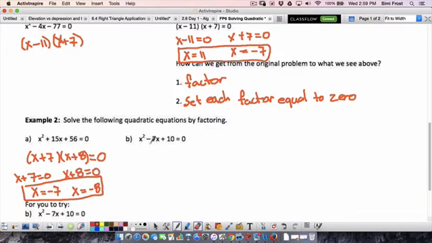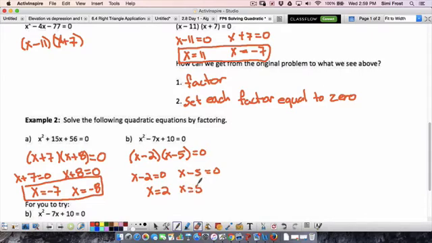Okay, here's another one. We'll factor this, and we get x minus 2 times x minus 5 equals 0. And now I'm just going to set each part equal to 0 and solve. So my 2 answers here are x equals 2 and x equals 5.